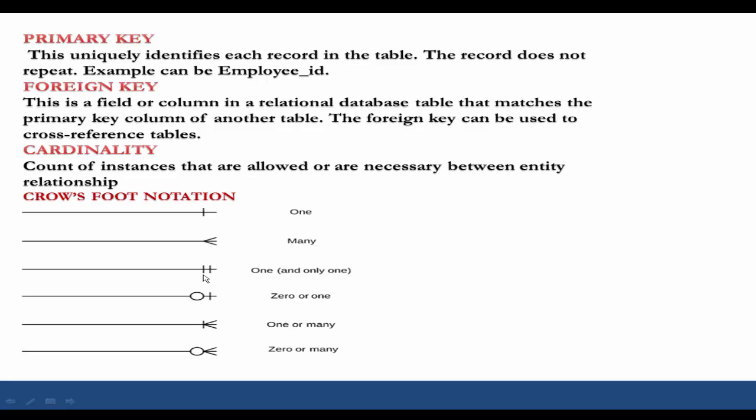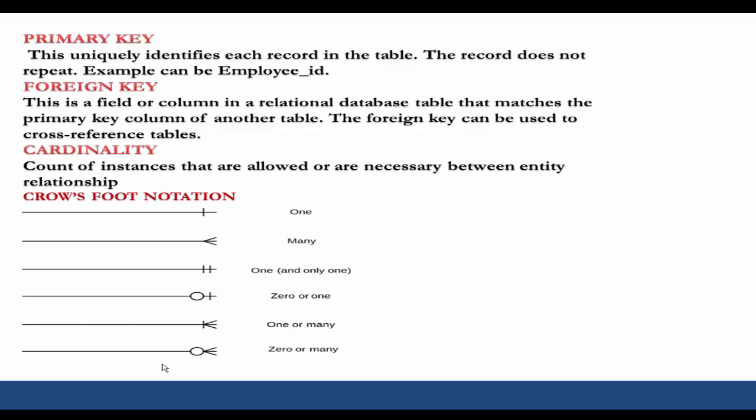Where you have this, it means the relationship is one and only one. Where you have this here, it means 0 or 1. Where you have this, it means one or many. Where you have this in the table, it means 0 or many. So these are illustrations of crow's foot notation. They are used to describe relationships in a table.